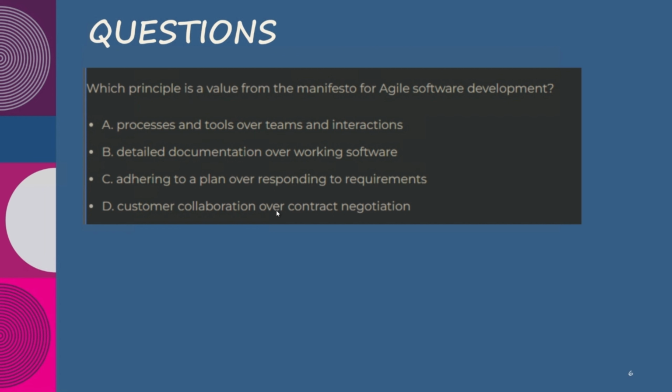Customer collaboration over contract negotiation. This is true. Agile values customer collaboration even if it is not present in the requirement phase or in the contract. So the answer is D.